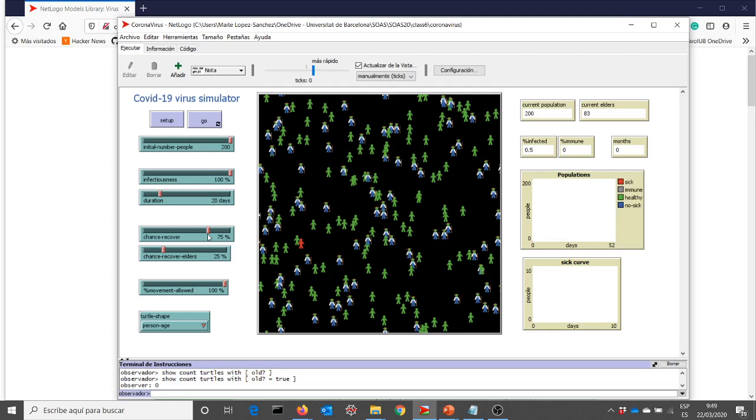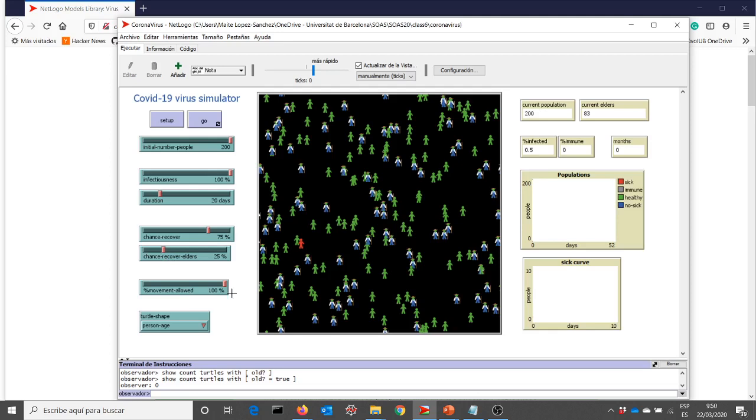So for example, here I have said that people have a chance to recover of 75%, but in the case of elder people, this chance is much lower, and I have set it to 25%. So elders have a much higher risk of passing away if they get the virus.